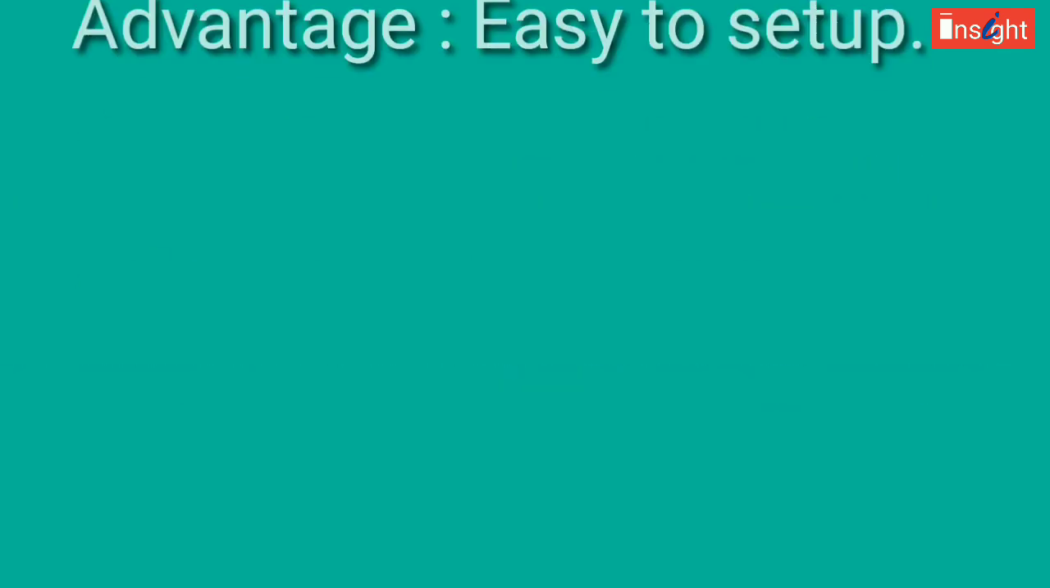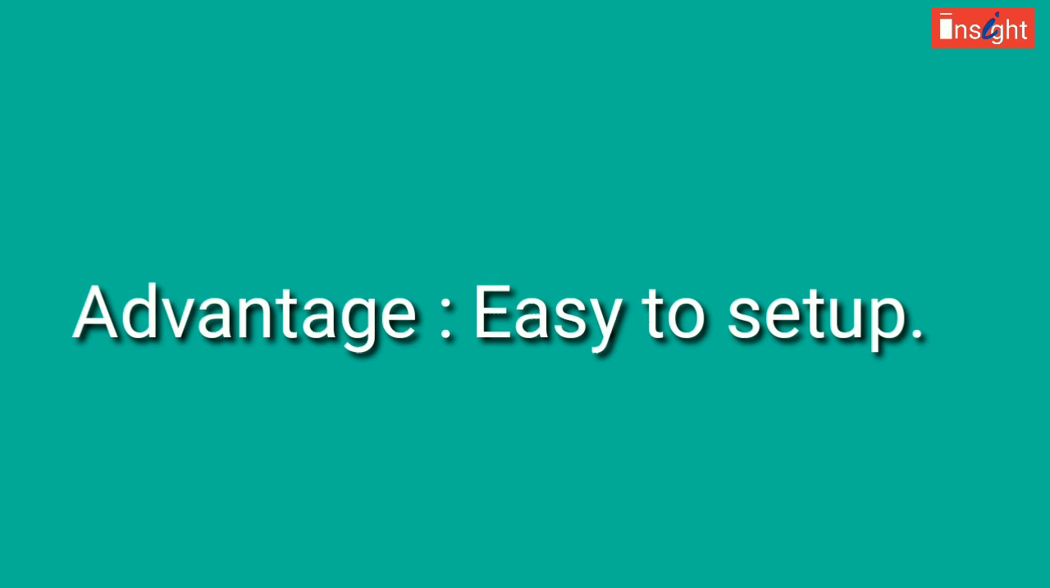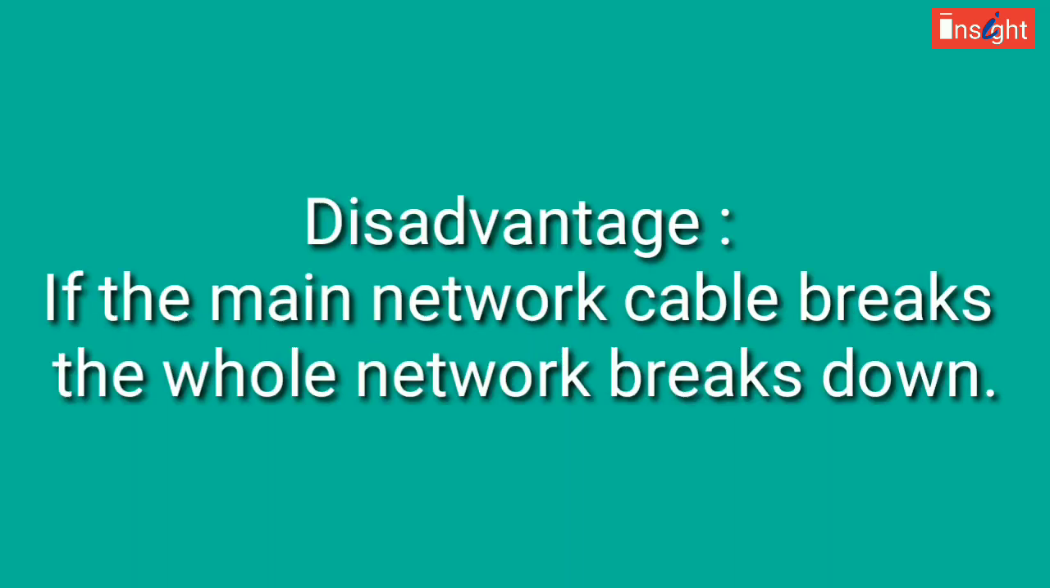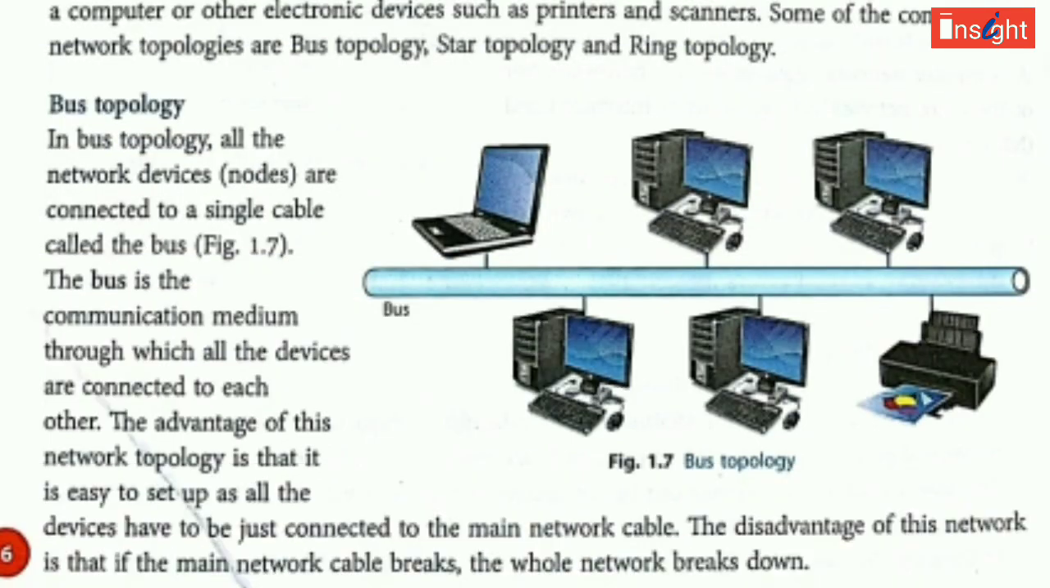The advantage of this network topology is that it is easy to set up because all the devices have to be just connected to the main network cable. And the disadvantage of this network is that if the main network cable breaks, the whole network breaks down. That means we will not be able to communicate with any other devices. So the main cable, that is in which all the devices are connected, that is very important. If that main cable is broken, then we will not be able to communicate with each other.